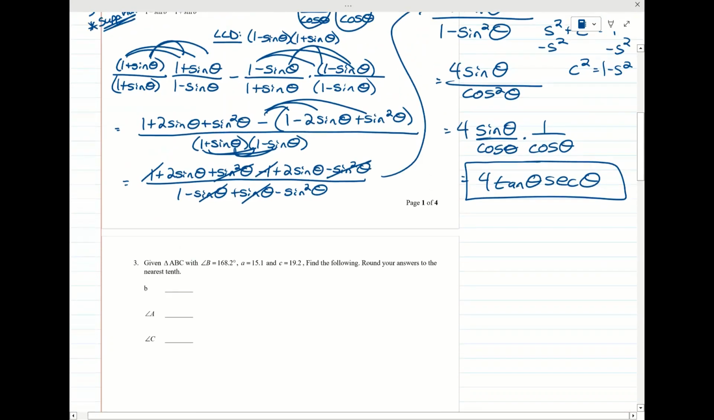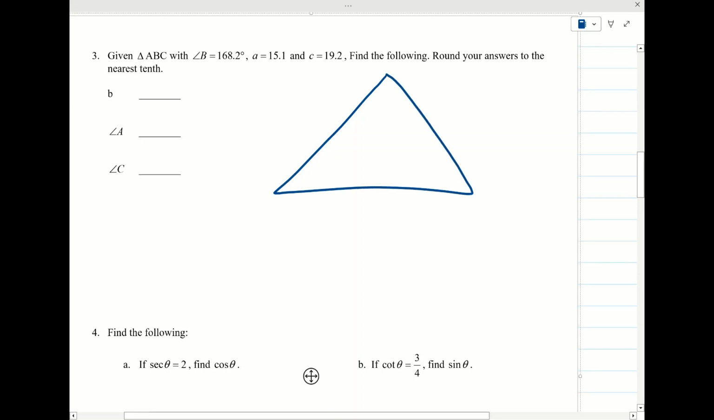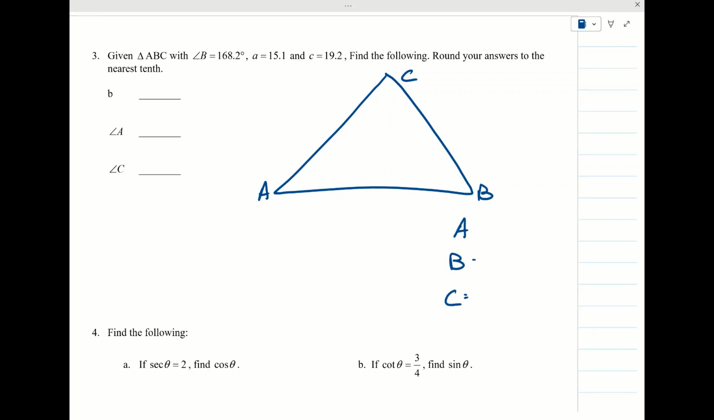All right, moving on to this next page. Problem number 3 looks like potentially a law of sines or a law of cosines problem. So we always set them up like this. I like drawing it out so we have an idea of what we're working with; it helps us to get organized.